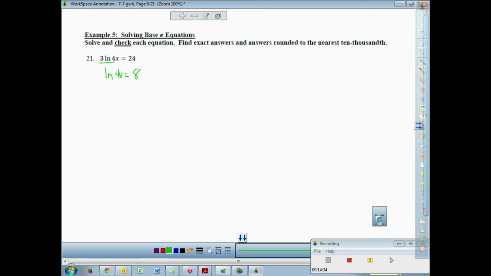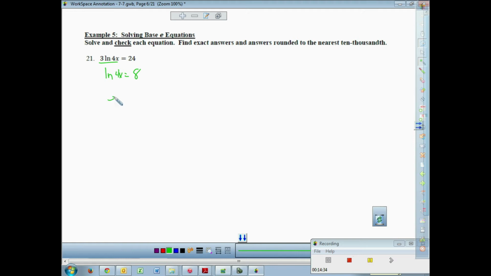How do we deal with these? What did you do when they were logs instead of lns? What did you do? You can't drop the logs. Why can't you drop the logs? There's not logs on both sides. Where's the x at? Is it in the argument or is it upstairs? It's in the argument, right? There's a way to get the argument all by itself, though, is to do what? Rewrite it exponentially.